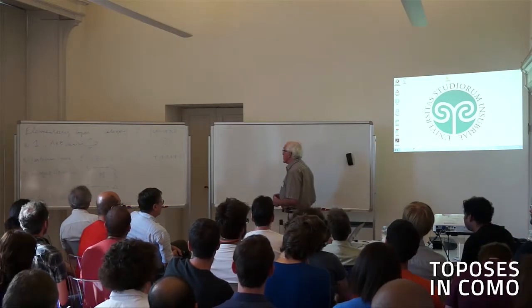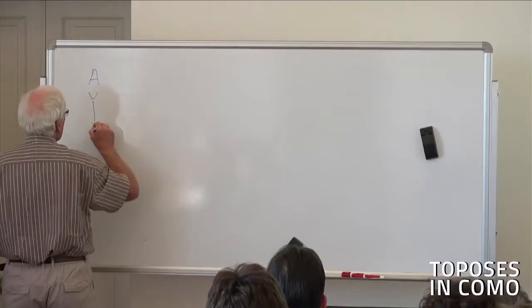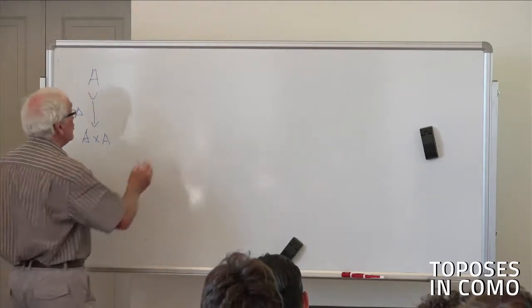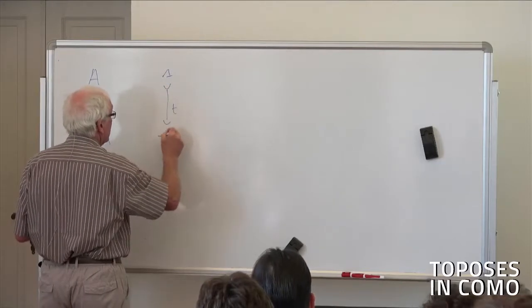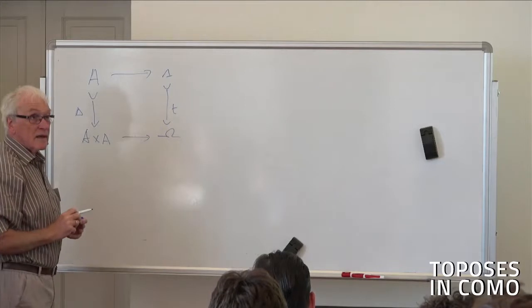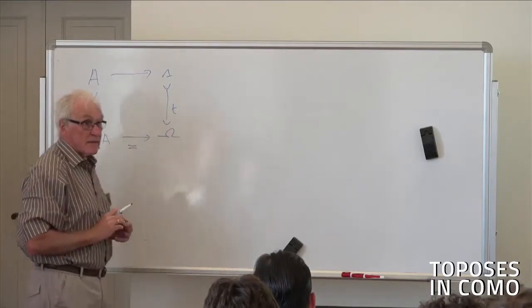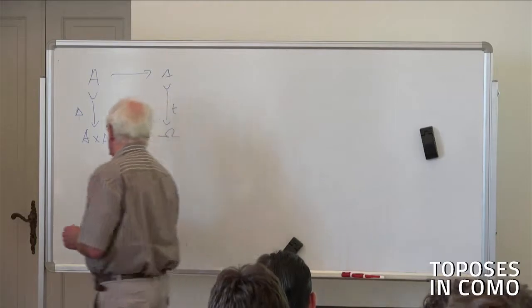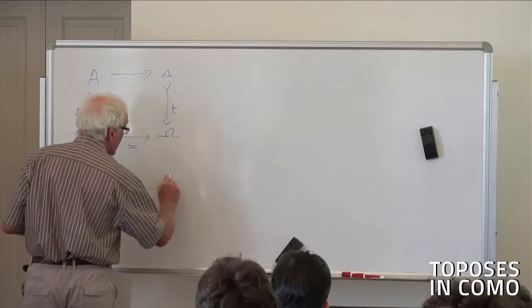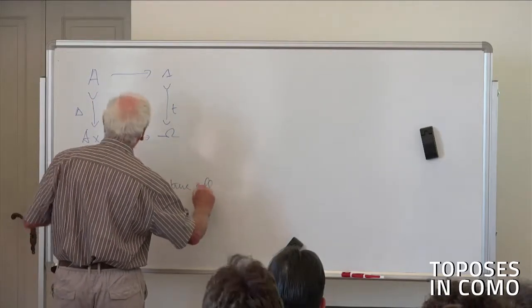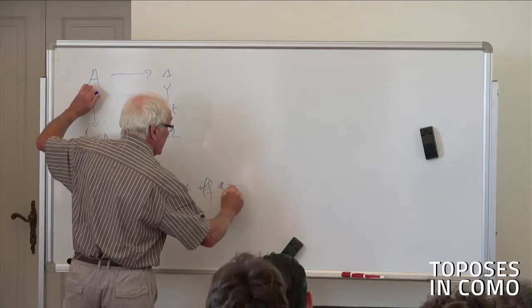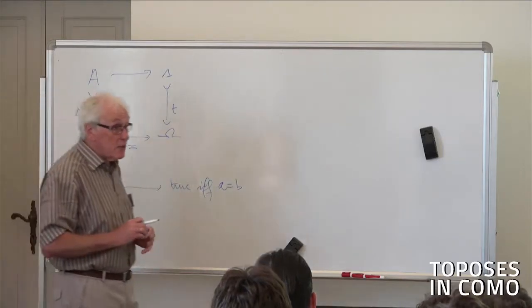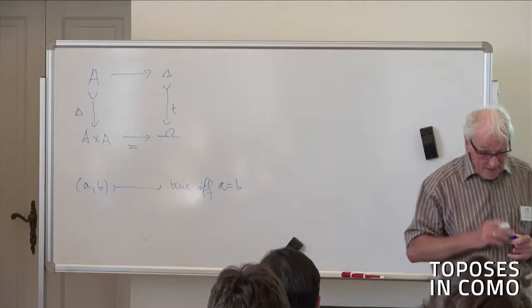For example, look at this. The diagonal of the product. That's a subobject, so it is classified by something. That arrow, I call it the equality. Why do I call it the equality? Let us look in the case of sets. A pair (A, B) goes on true if and only if it is in the diagonal, so if and only if A equals B. The image is true if and only if A equals B. So I call it the equality.